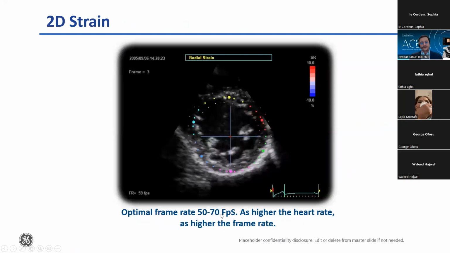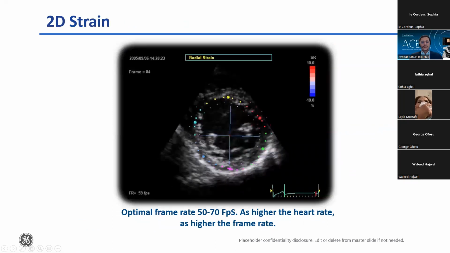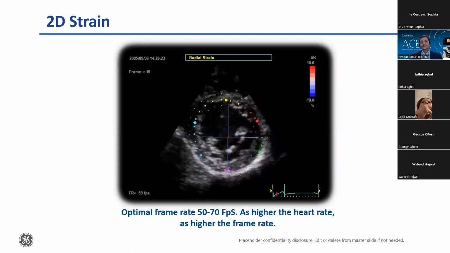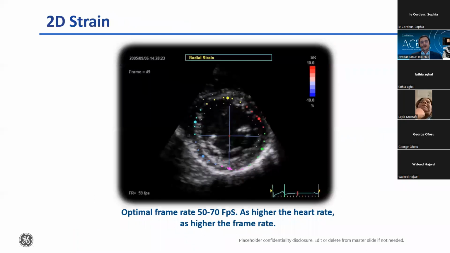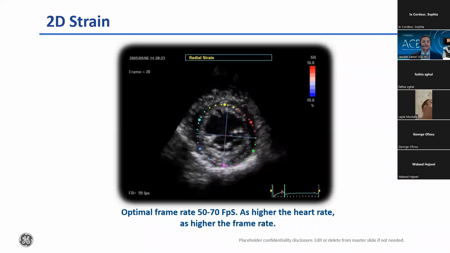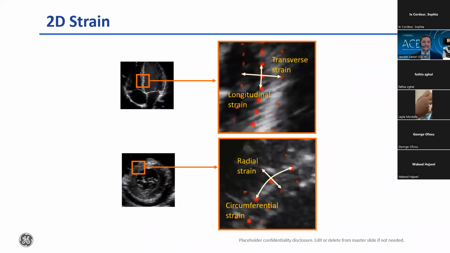Higher frame rate is also required for higher heart rate. So if your patient is tachycardic, with 100 beats per minute, then maybe you need to stick with 80 or 90 frames per second. But the rule of thumb is, if you have 60, 70 frames per second, it will work no matter what your patient's heart rate is.